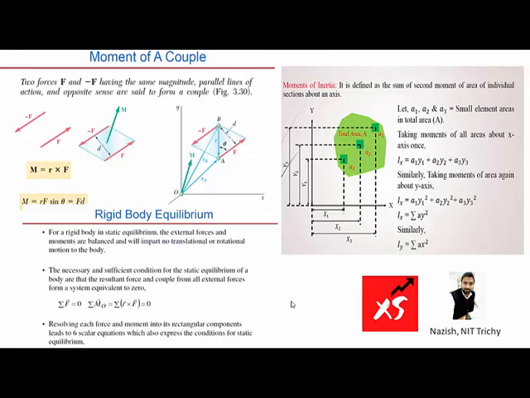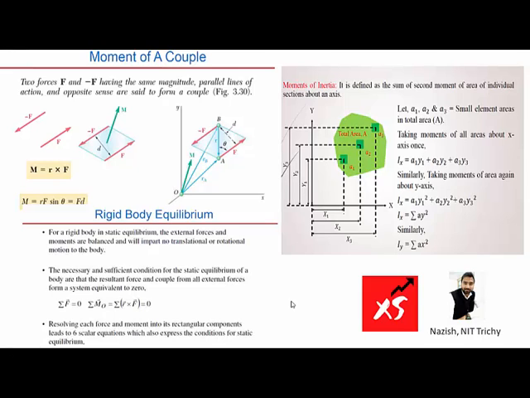Now let's try to understand the moment of couple in terms of rigid body equilibrium. See, for a rigid body in static equilibrium, the external forces and the moments need to be balanced and will impart no translatory or rotatory motion to the body, which means that the necessary and sufficient condition for the static equilibrium of a body are that the resultant force and couple from all the external forces form a system that is equivalent to zero.